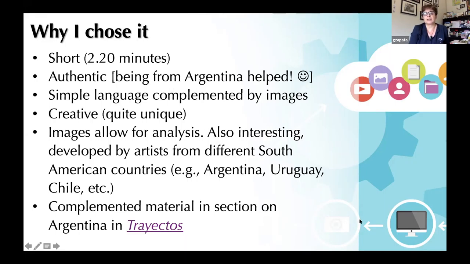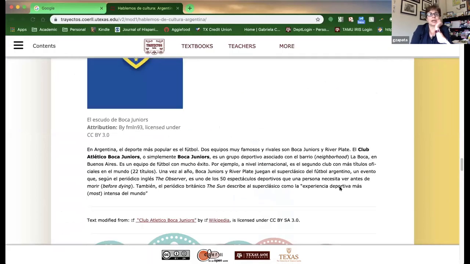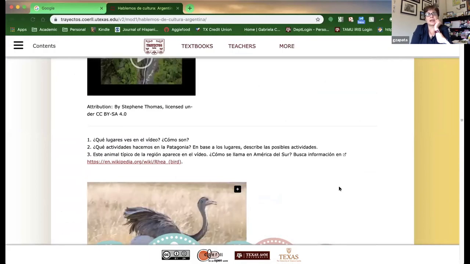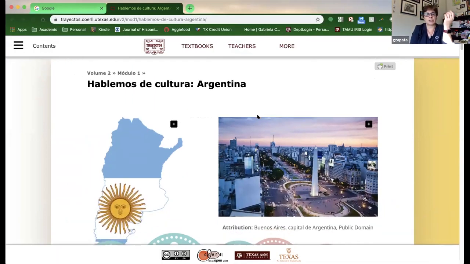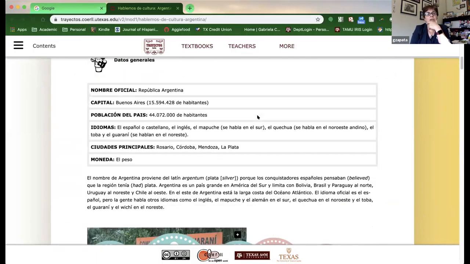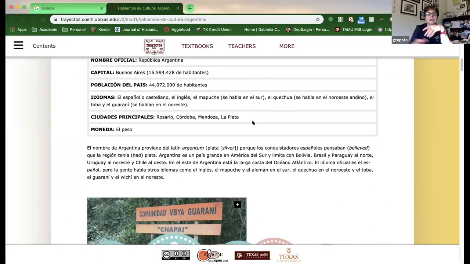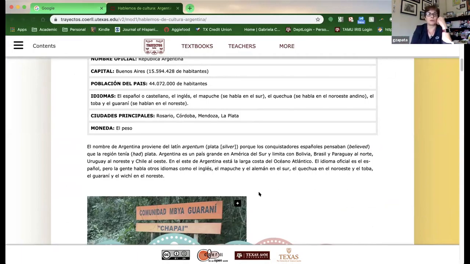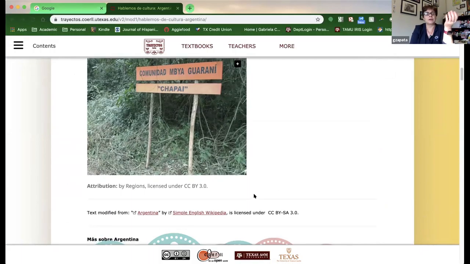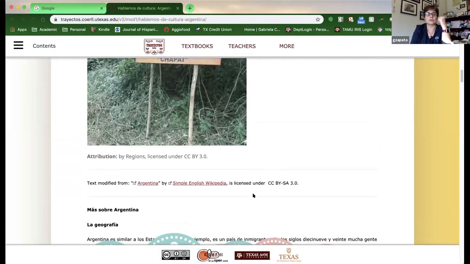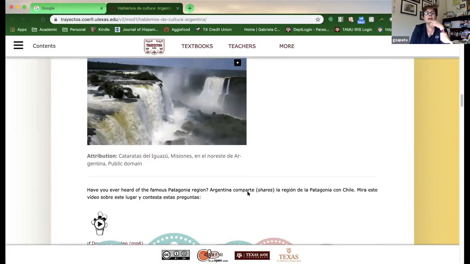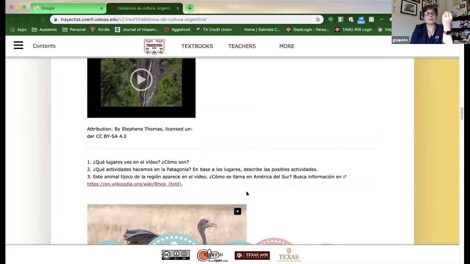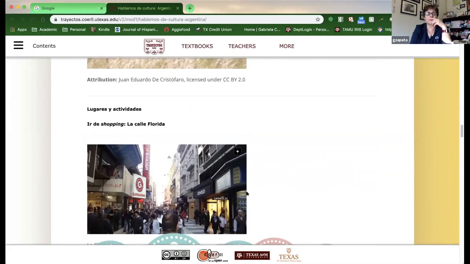Okay, let's see. So this is our textbook, okay? And this is the chapter that we have on Argentina. So we have different aspects of Argentina. You know, we always make the comparison between Argentina and the United States. We talk a little bit about how similar the two countries are. We talk about the diversity that we have in Argentina in terms of languages, for example. The geography is very similar to geography in the United States. And we also talk about aspects that are unique to Argentina.